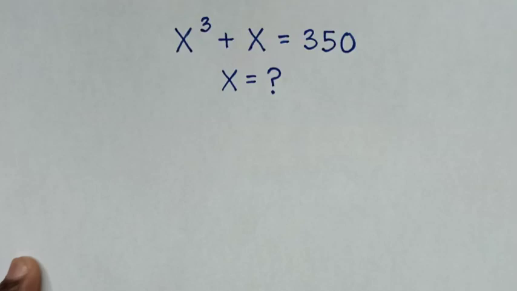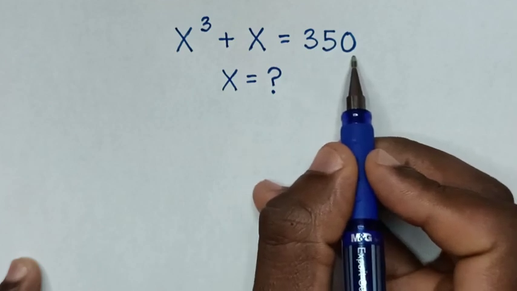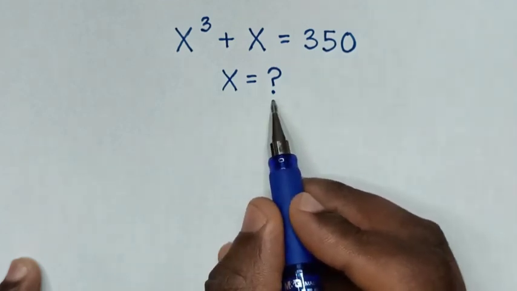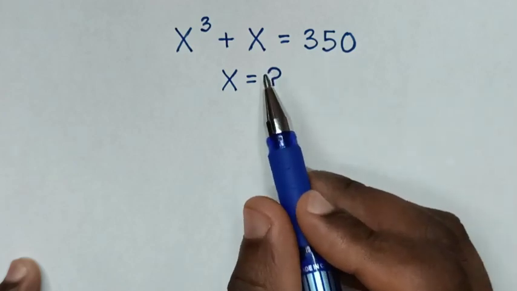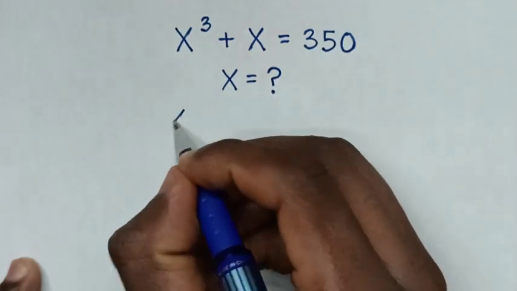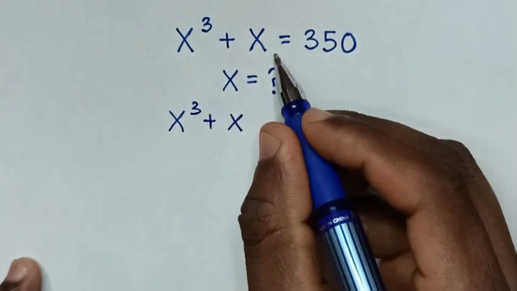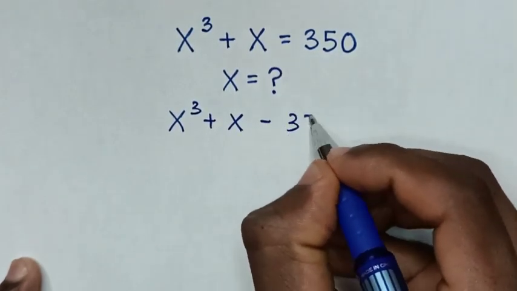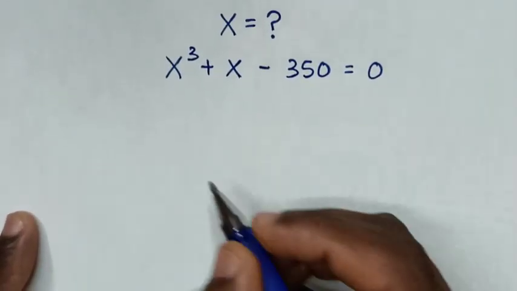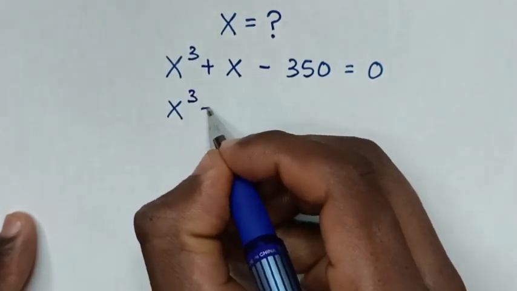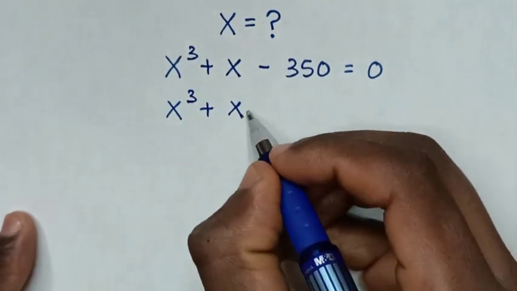Hello, how to solve x power of 3 plus x is equal to 350. Find the values of x from this equation. So first we take this 350 to the left side. So it will be x power of 3 plus x, then minus 350 is equal to 0.